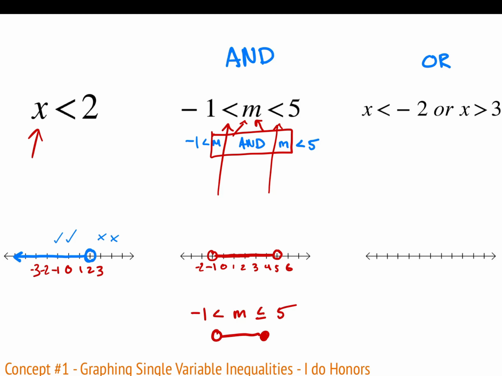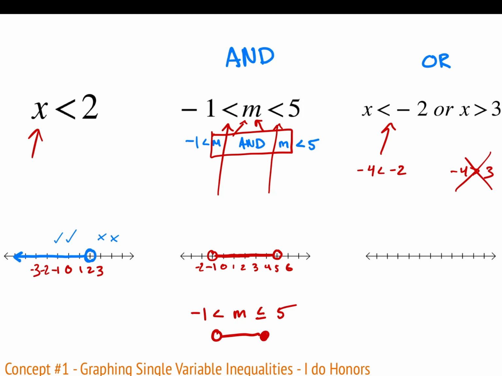Now, the or is a little bit different. With the or, we're saying that there's not actually going to be an overlap. x is less than -2 or x is greater than 3. A number that's true for the first one is not going to be true for the second one. I can prove that. -4 is less than -2, right? But -4 is not greater than 3. That one doesn't work. So they are very, very separate.